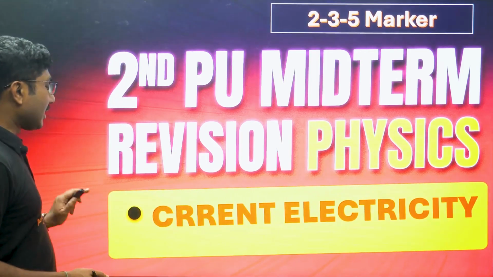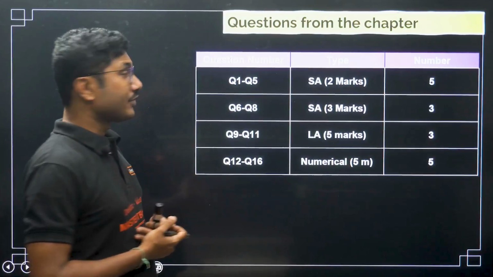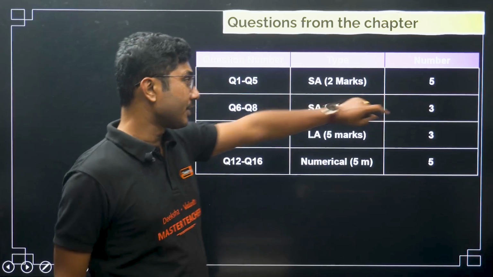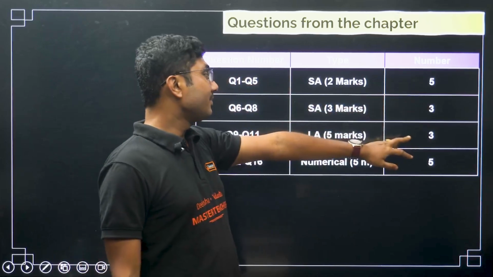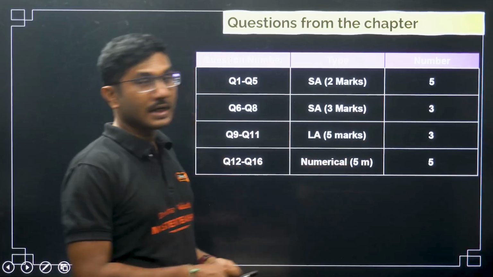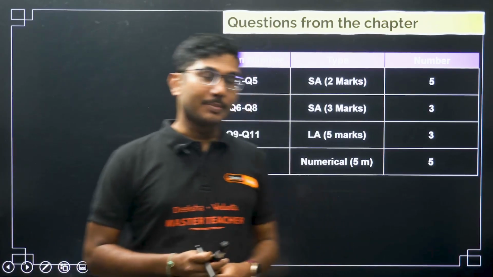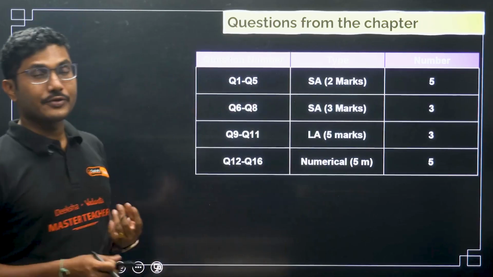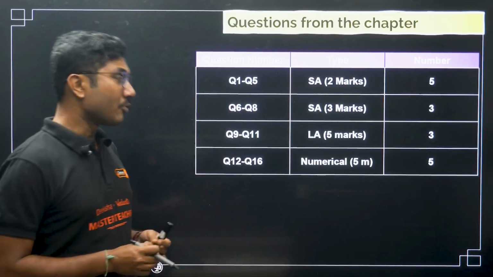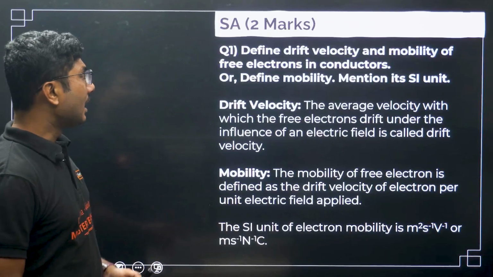Now let's start with the first question. Let us discuss the questions that I am going to discuss in today's video. So I am going to discuss 5 2-marker questions, 3 3-marker questions, 3 5-marker derivations, and 5 numerical questions. Now numerical questions cannot be predicted exactly, but the pattern and the style of questions generally remains the same. So I am going to discuss a few of the most commonly asked questions. Now let's see the 2-marker questions.